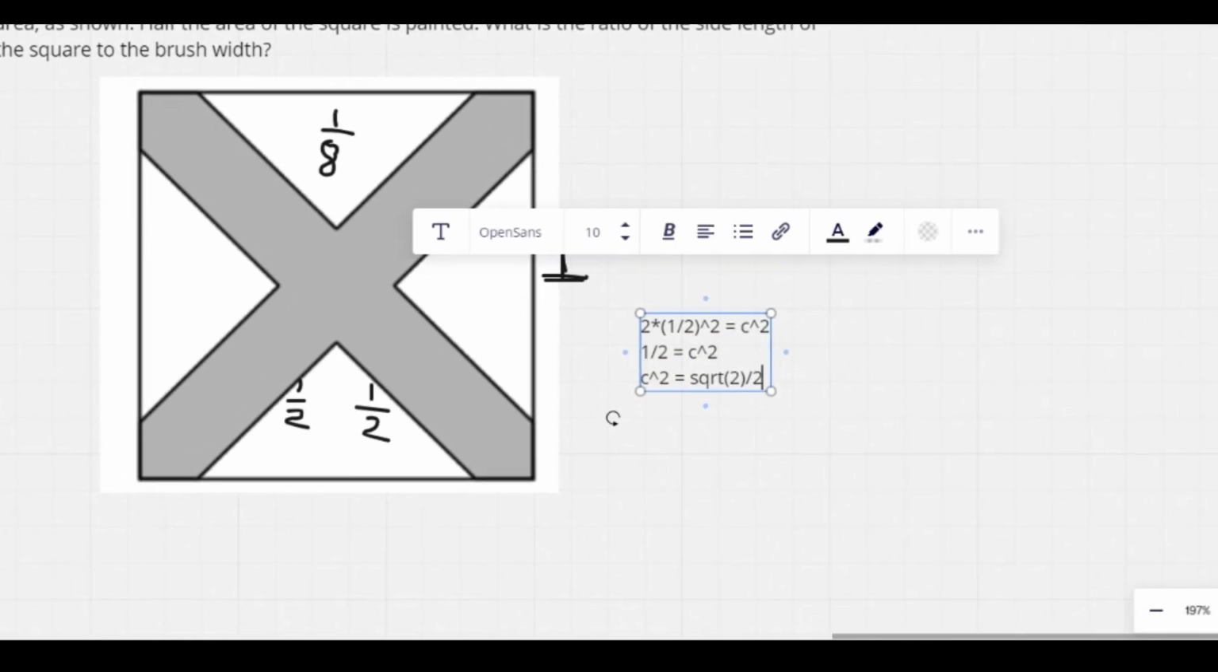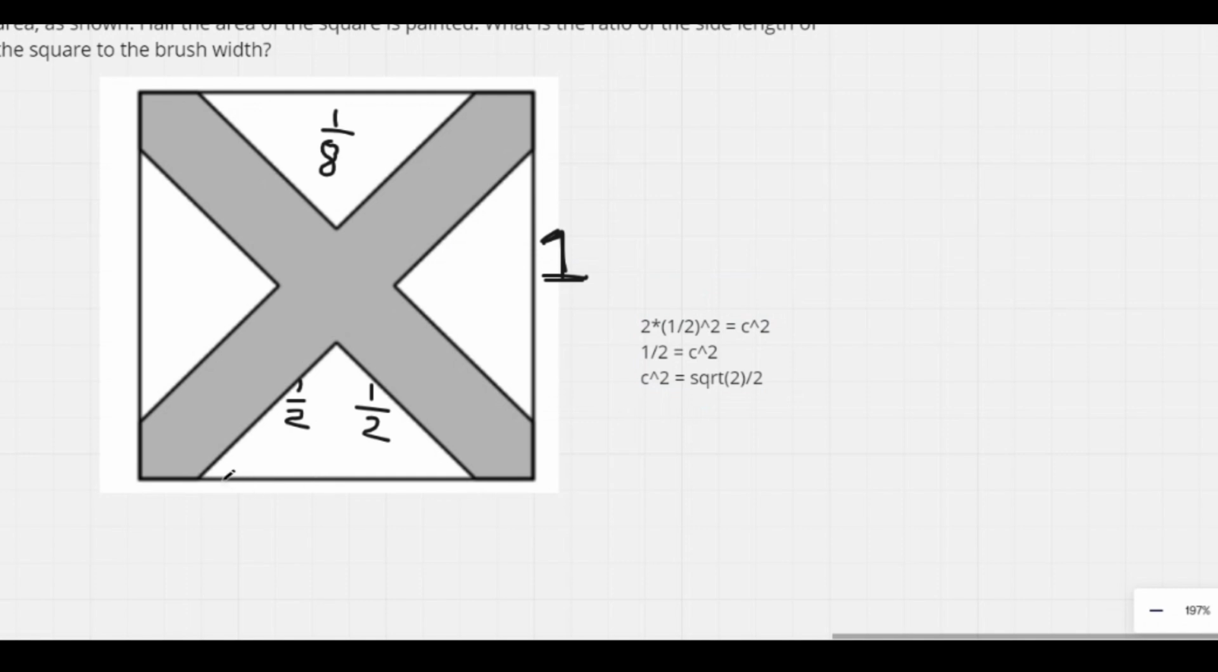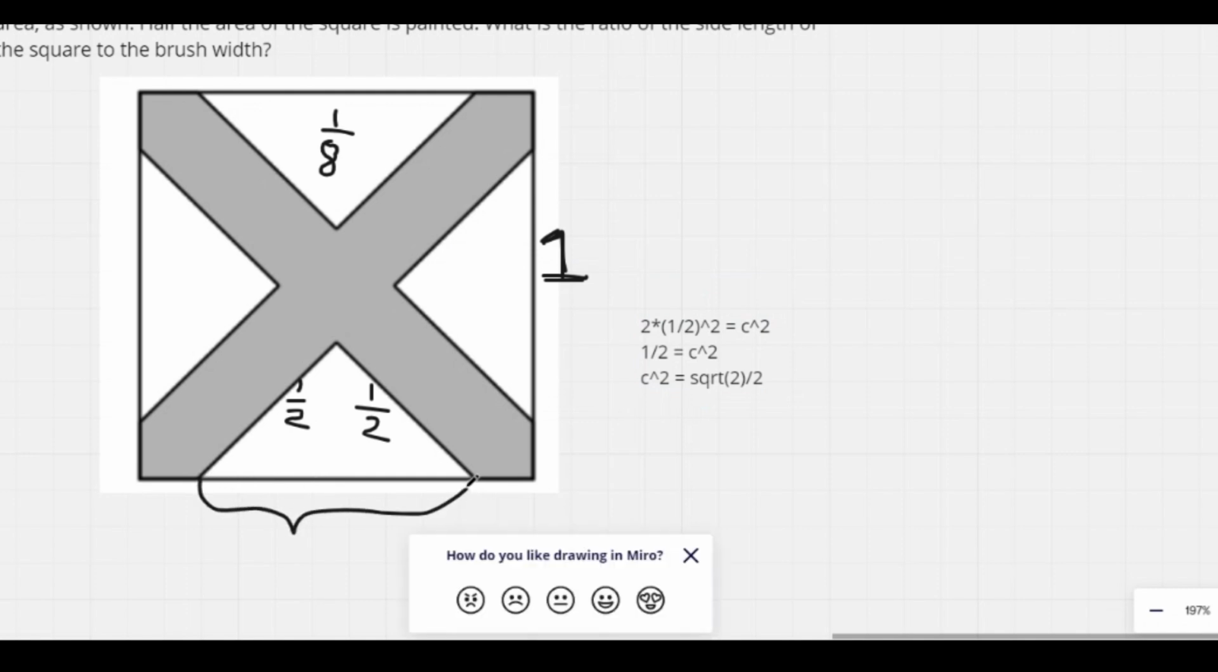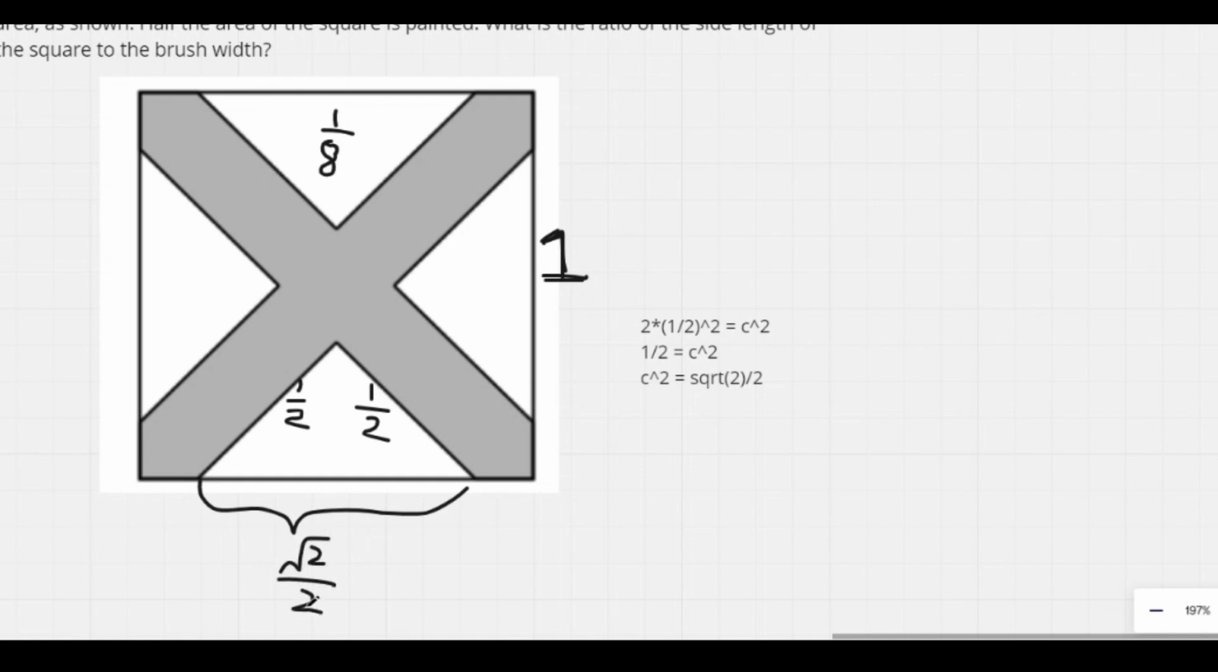So that's the hypotenuse, which is this side right here, which is square root of 2 over 2. Okay, so now let's draw this dotted line right here. Now let's find this side right here.